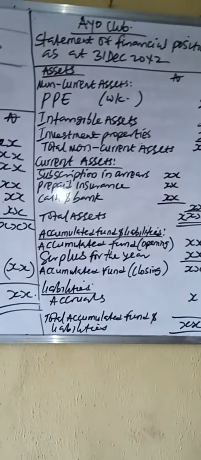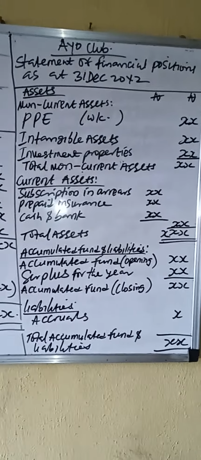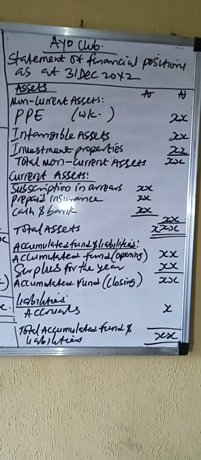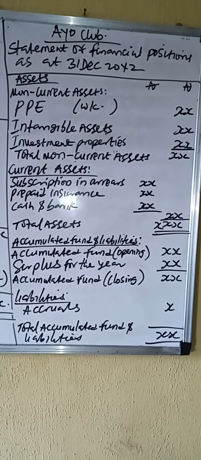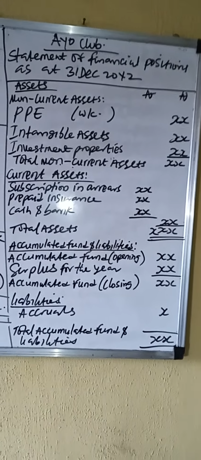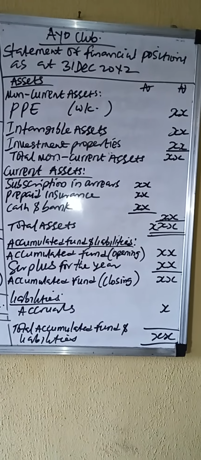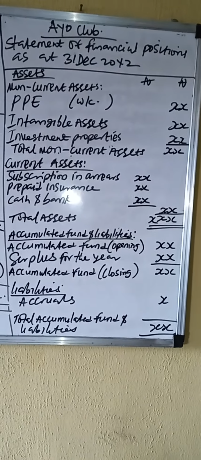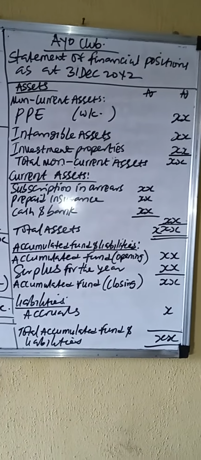Move to the accumulated fund and liabilities. Like I told us before, in a normal business, we call it capital or equity and liabilities. But a club, a non-profit making organization, it is known as accumulated fund and liabilities. So we have the opening accumulated fund, which we calculated from the statement of affairs. Bring in surplus for the year. Sometimes if you have a drawing, you also bring in the drawing as a deduction. Then we have accumulated fund at closing.